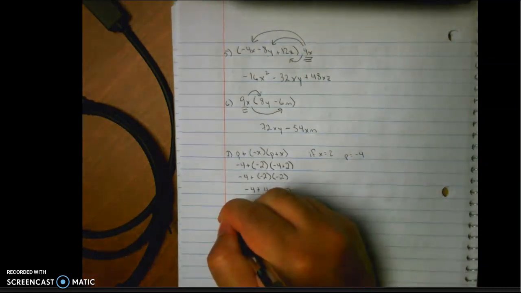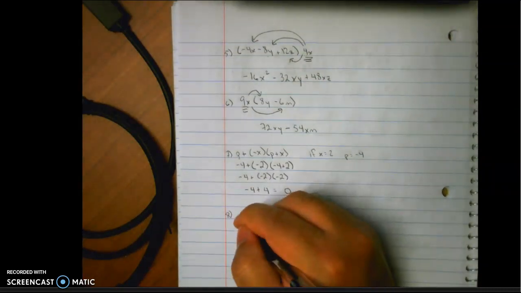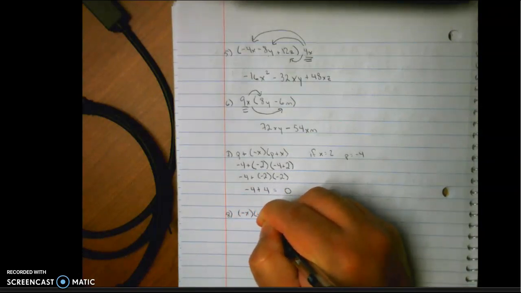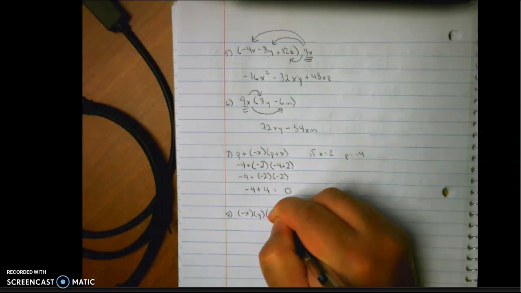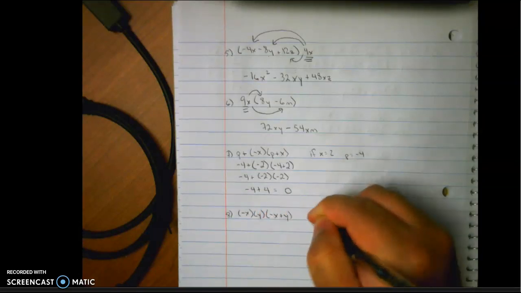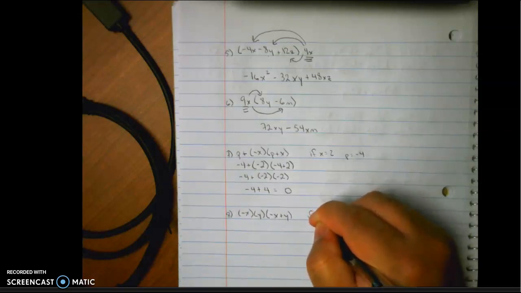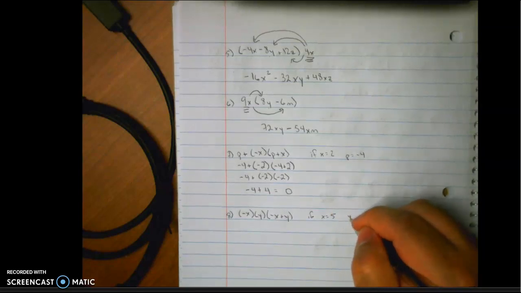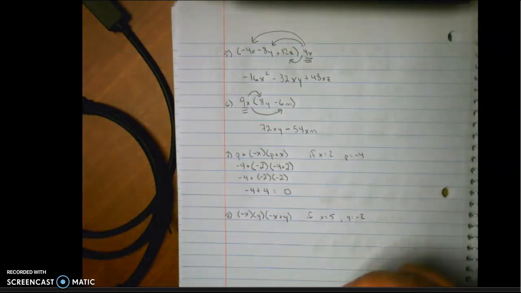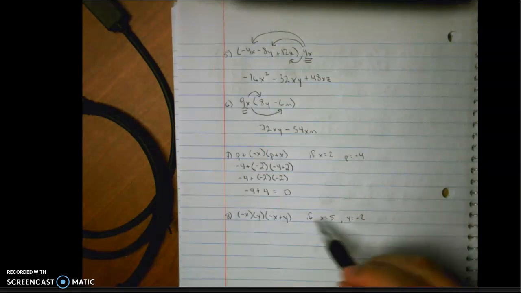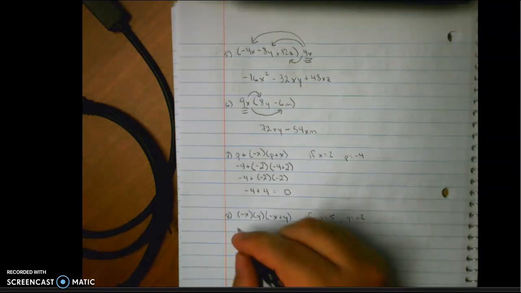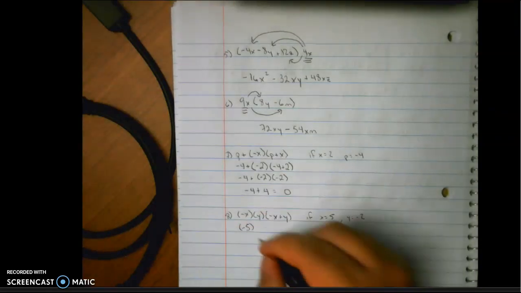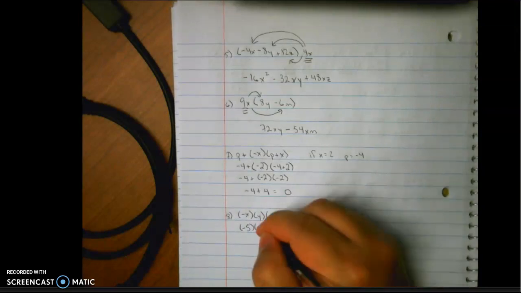The next one, number 8, says we have a negative x times a positive y times a negative x plus y if x equals 5 and y is a negative 2. First thing, put everything in. So first I have a negative x, so that becomes a negative 5, because x is 5, times y, and y is a negative 2.